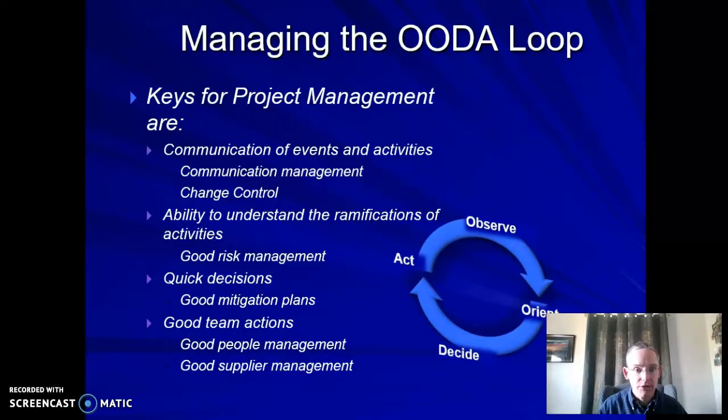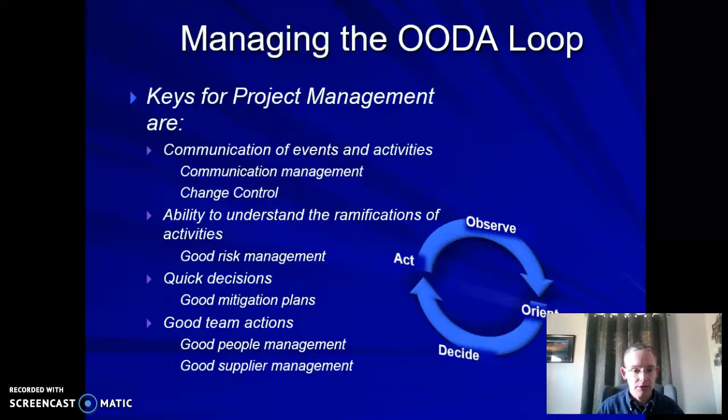So the keys for project management: communication of events and activities, manage that communication, keep your change control solid, okay? If you do those things, then you're completely oriented to what's going on in the project on a continual basis. You can understand the ramifications of these activities. Do good risk management so that things aren't surprising you. If you know what's potentially out there, you can be mitigating it in advance and thinking through what you need to have in the schedule and what kind of buffers you need to have to be able to manage things as they come through. You need to be moving continually on this.